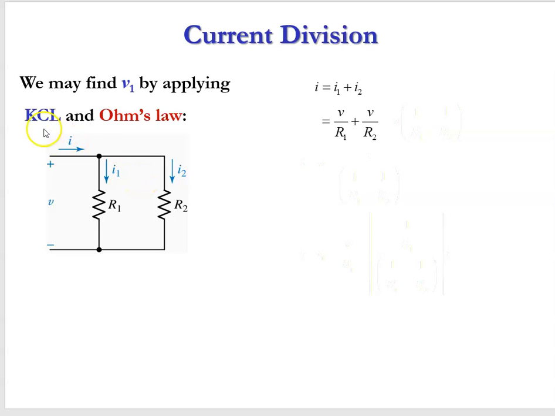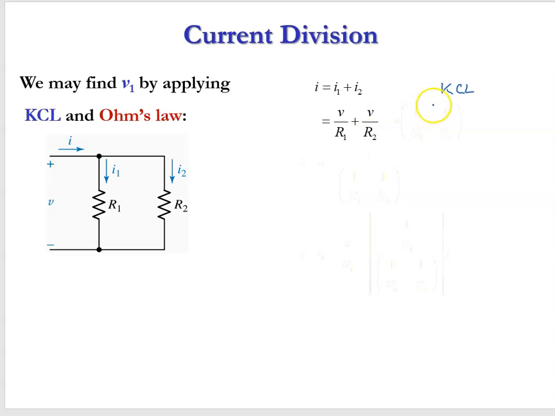Voltage division, we used KVL and Ohm's law. Current division, we'll use KCL and Ohm's law, so that we can shorten our process, and instead of having to apply KCL and Ohm's law, we'll just be able to apply current division. So our KCL equation is up here. This is KCL.